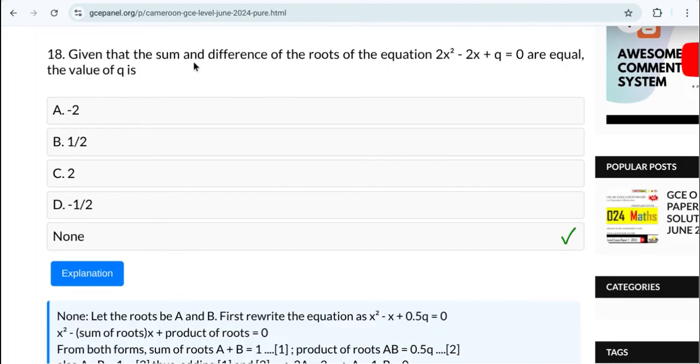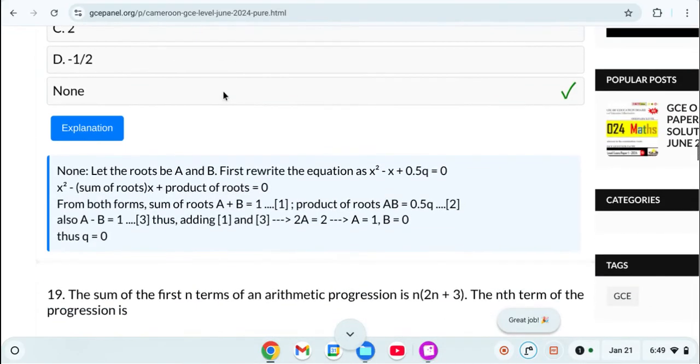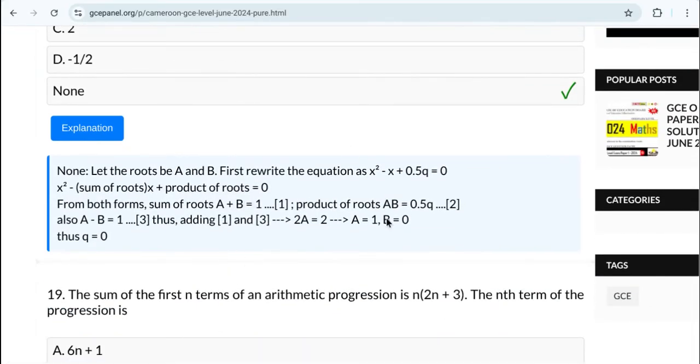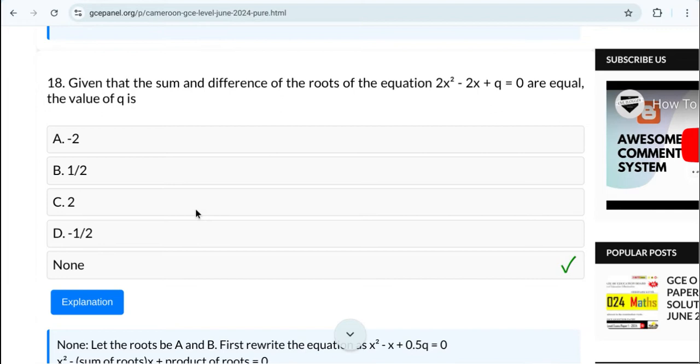Because it said the sum and difference of the roots of the equation are equal. So the difference of roots, that's a minus b, is going to be equal to 1. It means that automatically b is equal to 0 just from those statements. And b is equal to 0 and then a is equal to 1. So if a is equal to 1, now how do we get the value of q? Substituting 1: 2 times 1 minus 2 times 1 is 0, plus q equals 0. So from here q equals 0.